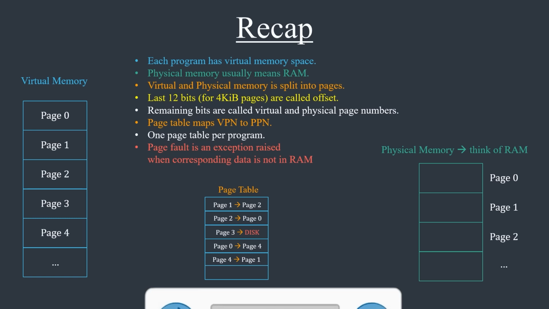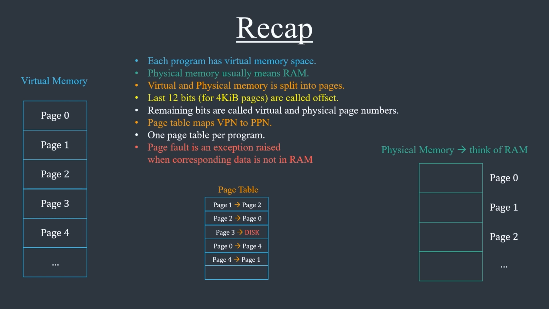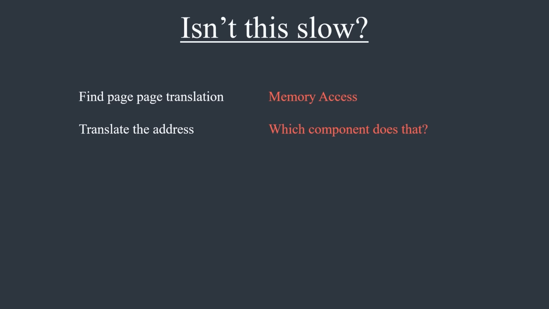Let's keep going. I hope you see why virtual memory is so useful, but isn't this indirection slow? For every memory access, we need to find the page translation in the page table, which is stored in RAM, so this requires another RAM access, translation of the address, and then access to the actual data from RAM again. This looks very expensive just for a single memory access. And you're right, it is expensive.